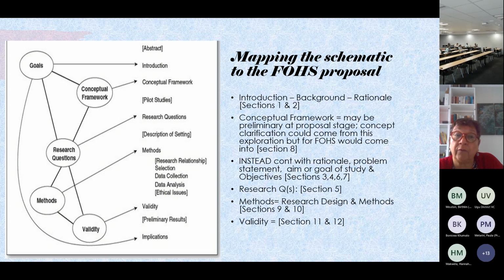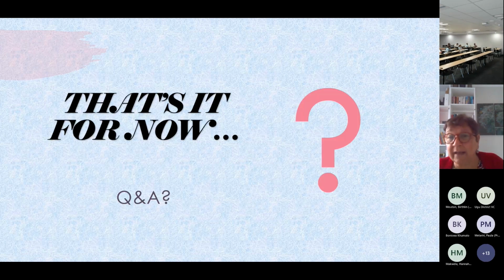section. It becomes a very big section of your methodology, research design and methods. That's section 9 and 10 of the template that you will do. And the validity piece then maps very nicely onto that. So that's it. That's your schematic.